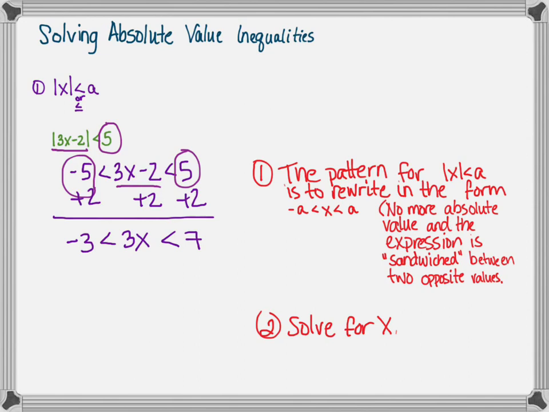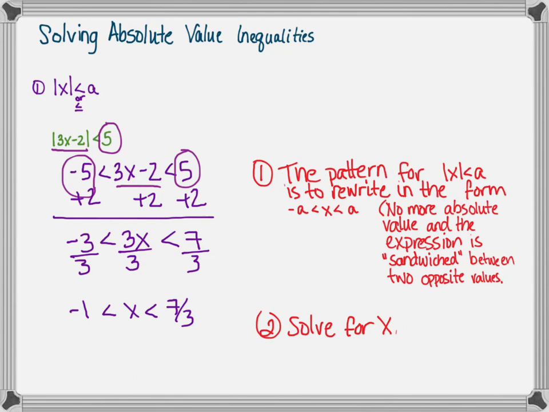So x is almost by itself. Let's now divide everything by 3. So now in the middle I have x by itself. Negative 3 divided by 3 is negative 1. 7 divided by 3 is 7/3. And we get negative 1 is less than x is less than 7/3. So this is the solution written as an inequality.